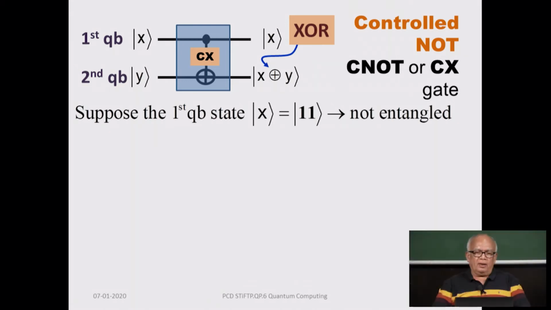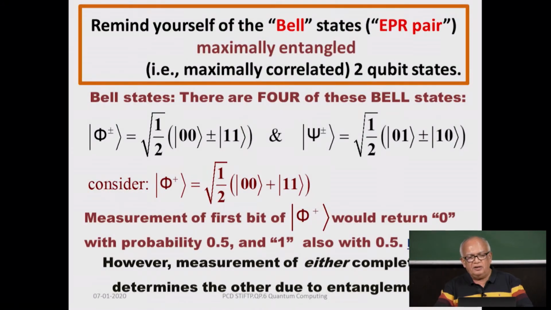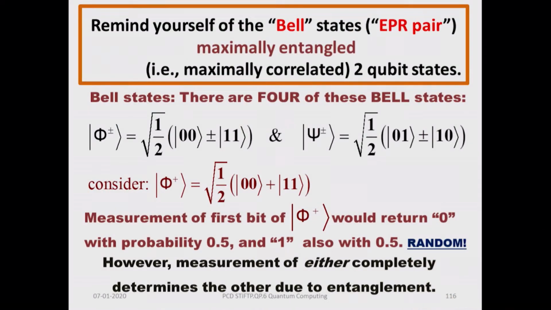So, let us begin with a state which is 11. This is not an entangled state. There are only 4 entangled states, 4 Bell states in 2 qubits. Okay. We have seen what they are. They are here, the phi plus and minus and the psi plus and minus, right. So, anything else is not entangled.